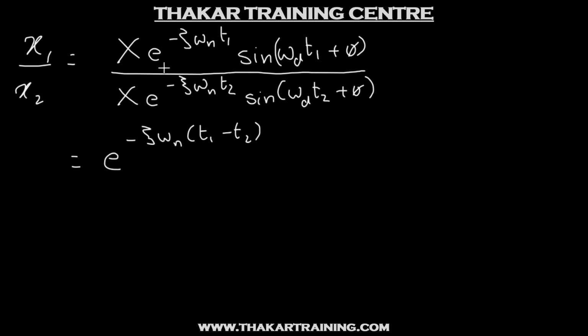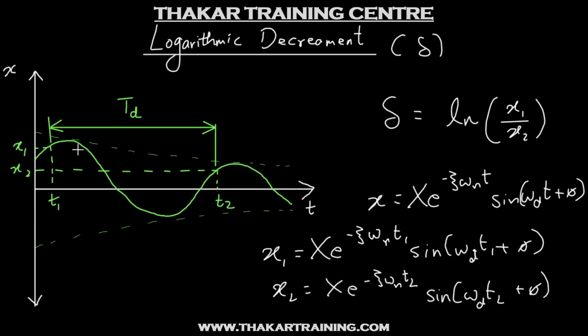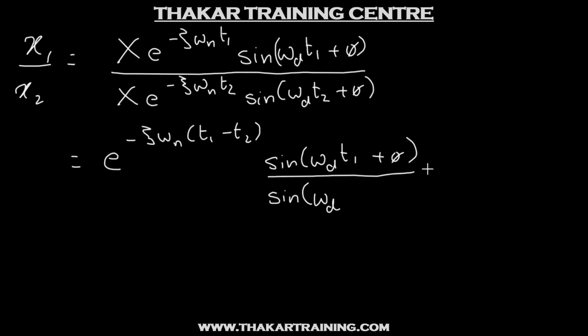Can we write it this way? I think you are following this. E raised to minus zeta omega n and then t1, this t2 goes to the numerator, so that will become minus t2 in the exponent, and then we have sine of omega d t1 plus phi upon sine of omega d t2 plus phi. Now can I write t2 as t1 plus td? Can we write t2 equal to t1 plus td, right?